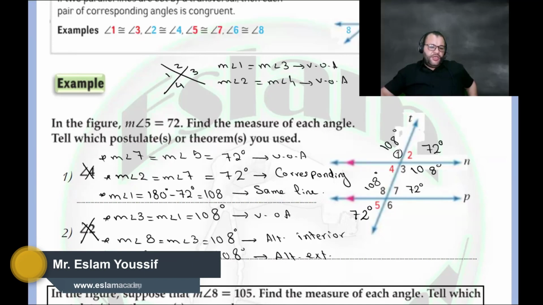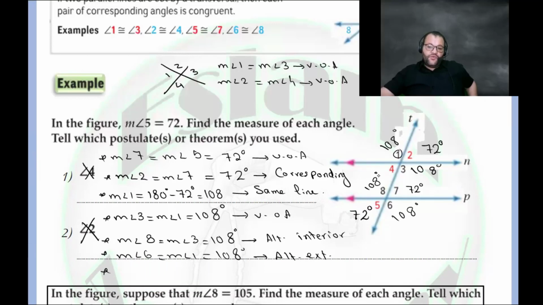Okay, now we need to use, as we said, this 108. We need to use 5 to find 4. I just gave you an angle. By the way, you can find 4 from 2, from 1, from 3, from 8, from 7. But I need to use 5. What is the relation between 5 and 4?